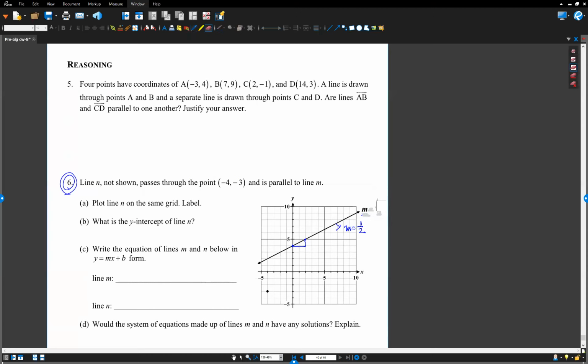This is the graph of line M. Slope is 1 over 2. But we have another line, n, which has the same slope, but passes through (-4, -3). Where is (-4, -3)? -4 over here, negative 3 down over here. Then you follow the same pattern. Slope is 1 over 2: 2 right, 1 up. 2 right, 1 up, and keep repeating.